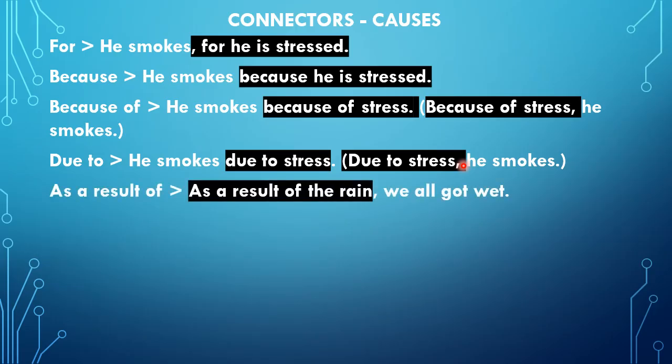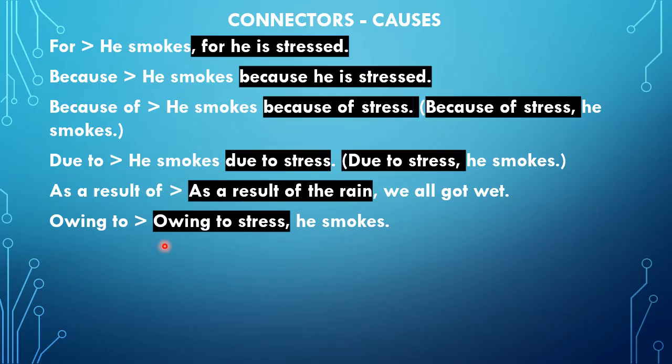As a result of. Okay, unlike as a result, as a result of is followed by a noun. As a result of the rain, we all get wet. Because of the rain, we all get wet. Owing to means due to as well, means because of as well. Owing to stress, it is followed by a noun. Owing to stress, he smokes.